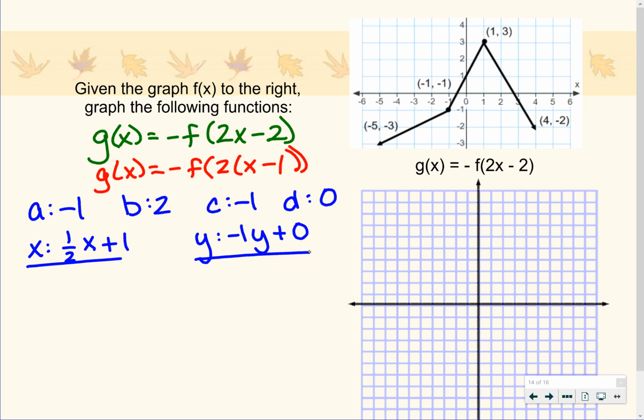You can organize it however you want. It's minus C, and C was already a negative. So it's minus -1 there. So it's always going to be the opposite of your C sign.